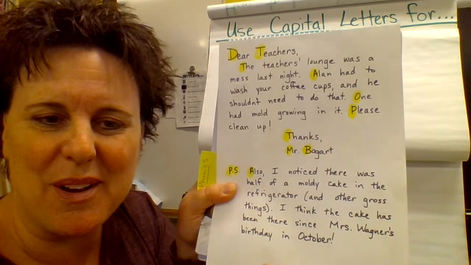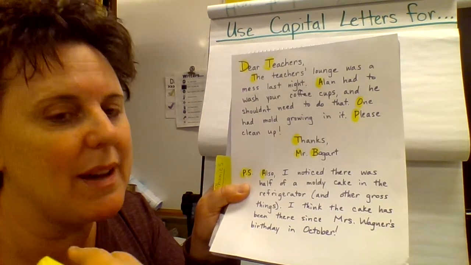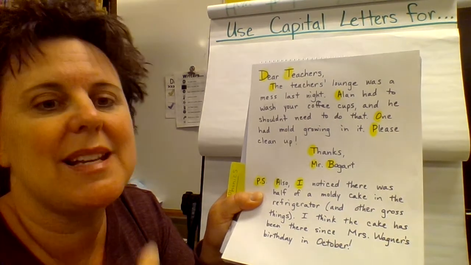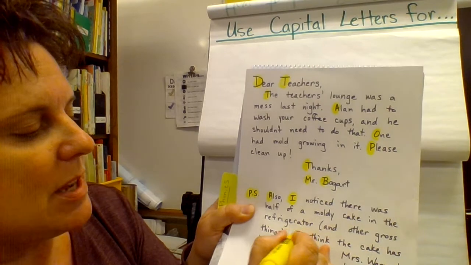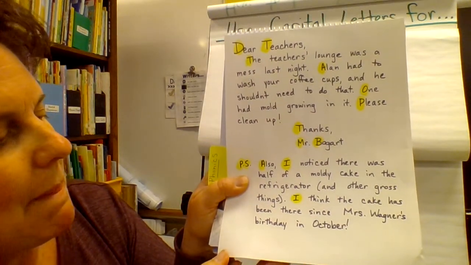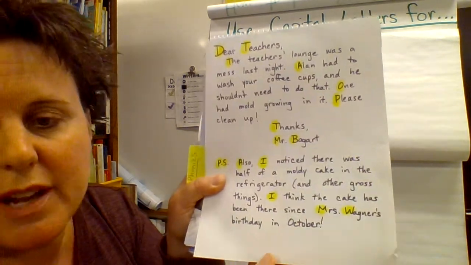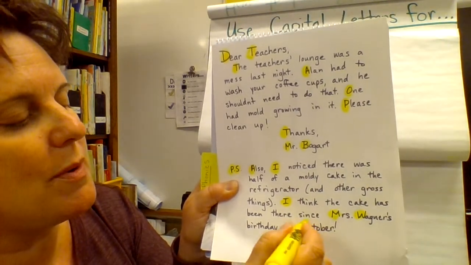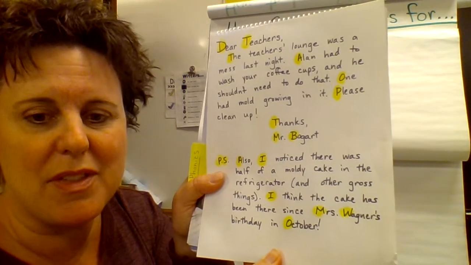Oh, what are you noticing about the I? When an I stands alone, when we're talking about ourselves, that is capital because instead of our name, it's I, and that is capital. Oh, here is another I, and it's the capital start of a sentence. Has been in there since, Mrs. Wagner's. Those are capital because they're my name. Birthday in October. Why is that capitalized? It's the name of a month, a date.